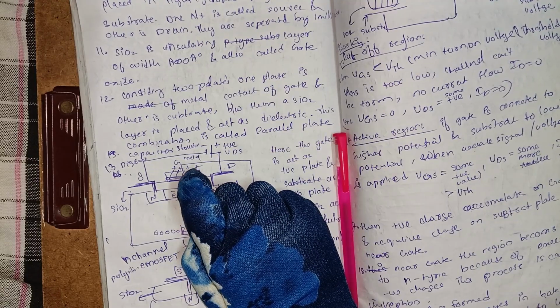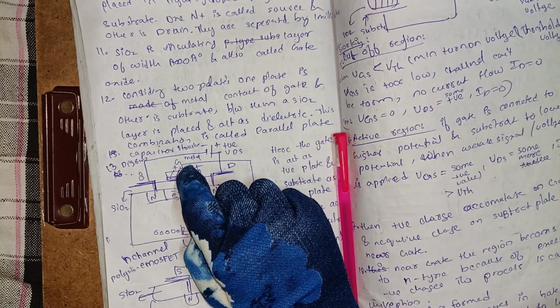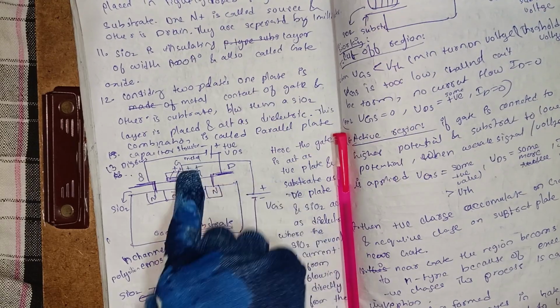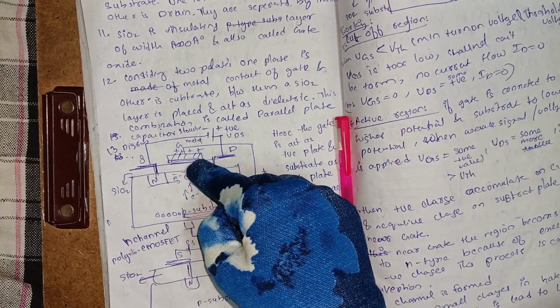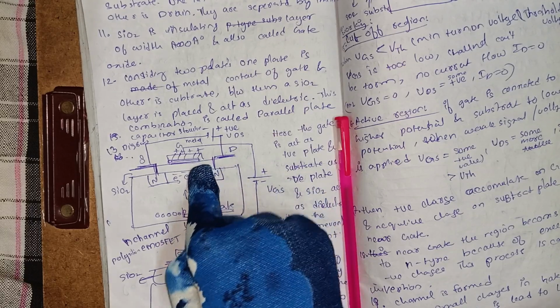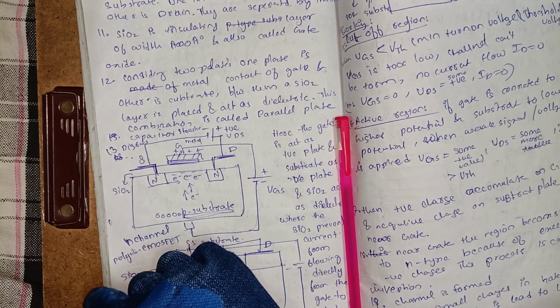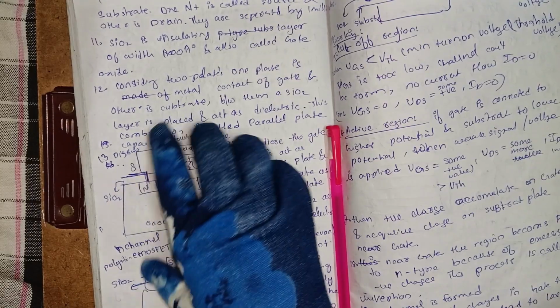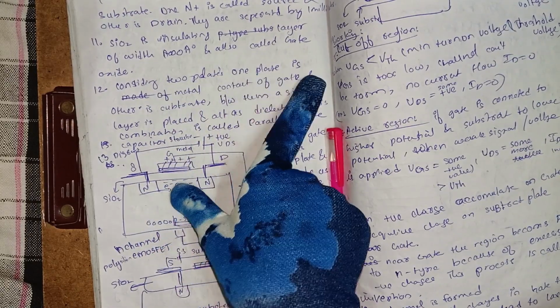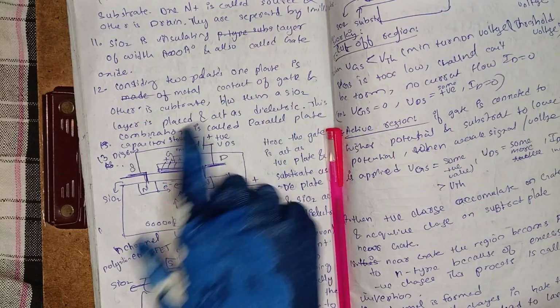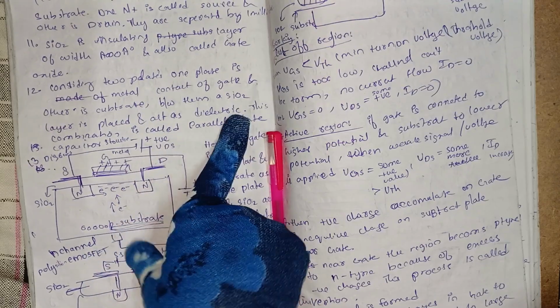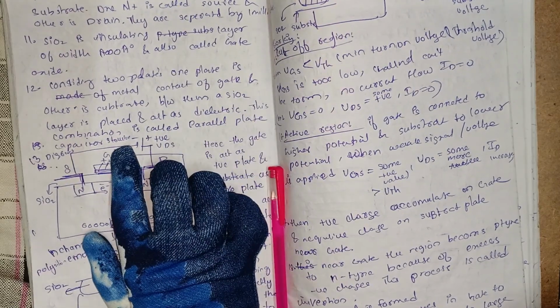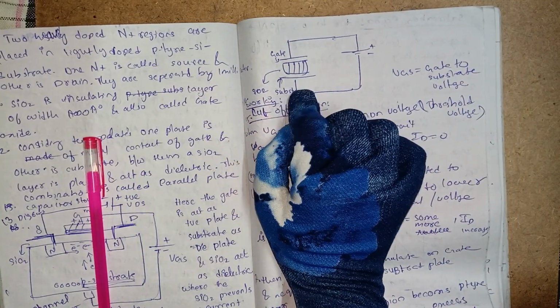So why means, gate acts as a positive plate and substrate acts as a negative plate, and in between silicon dioxide acts as a dielectric. Okay, so considering two plates, one plate is metal contact of gate, and other is substrate, and between them a silicon dioxide layer is placed and acts as a dielectric. This combination is called parallel plate capacitor structure. Here we can observe gate, silicon dioxide and substrate.